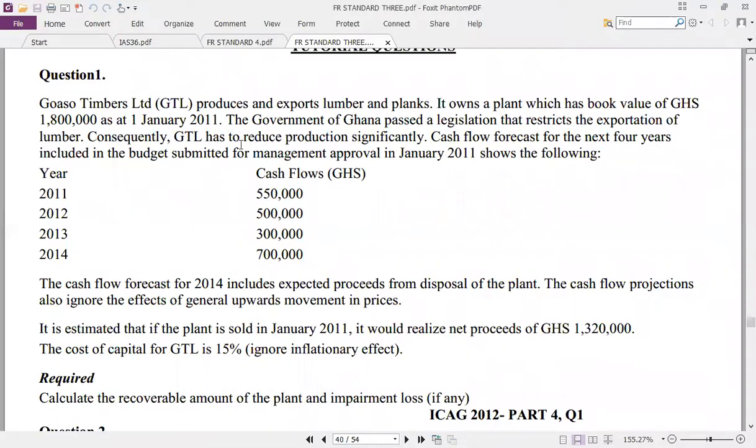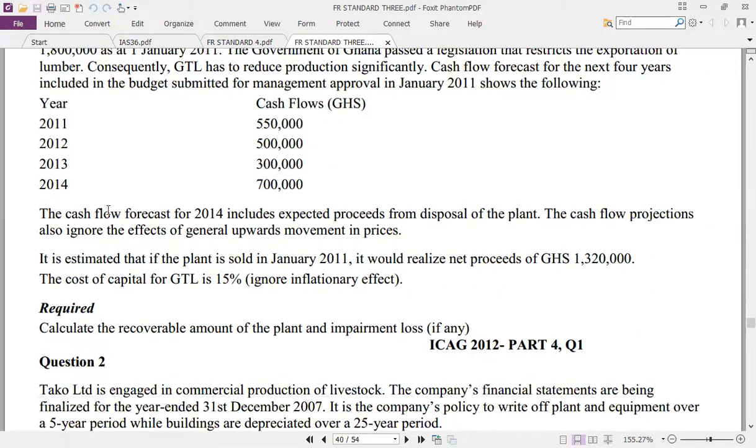Consequently, the company has to reduce production significantly. The cash flow forecast for the next 4 years, including the budget submitted for management approval in January 2011, shows the following cash flows. The cash flow forecast excludes benefits from the restructuring of the plant. The cash flow projection also reflects the general upward movement. Okay. It is estimated that if the plant is sold in January 2011, it will realize net proceeds of 1.32 million. Okay. The cost of capital is 15%. Ignore.